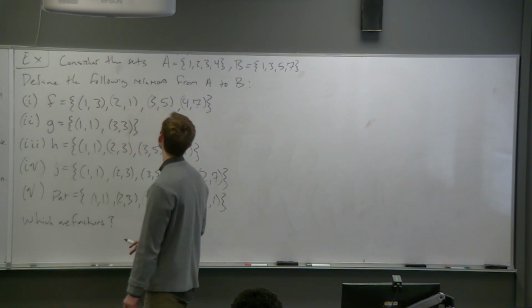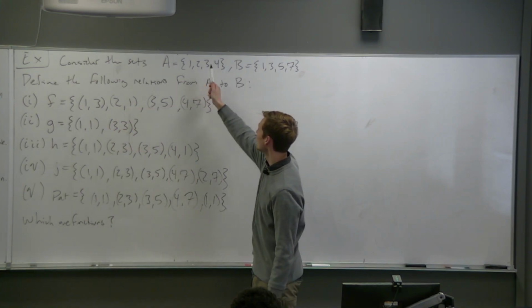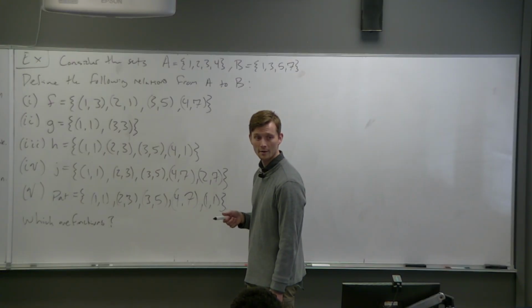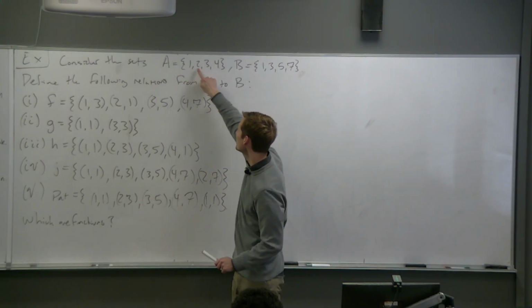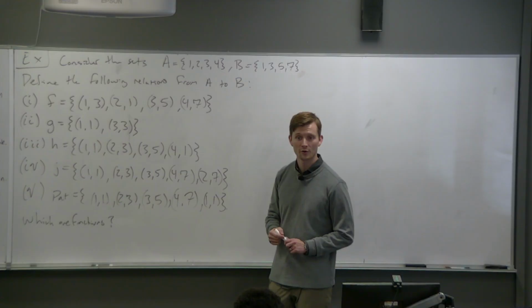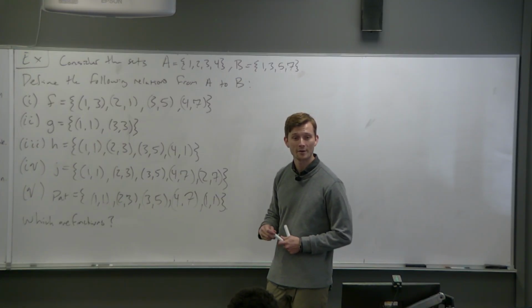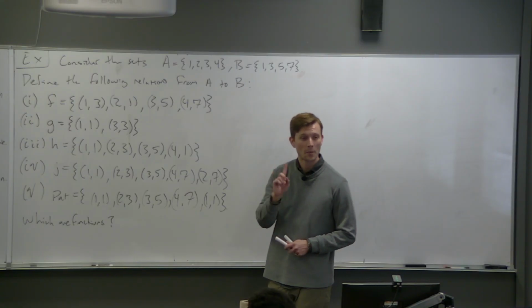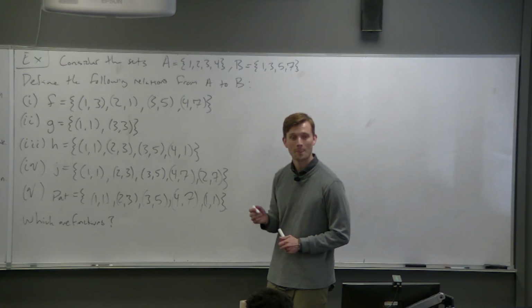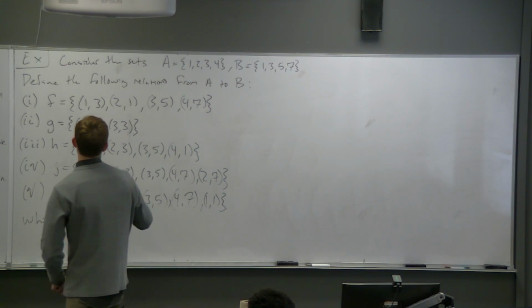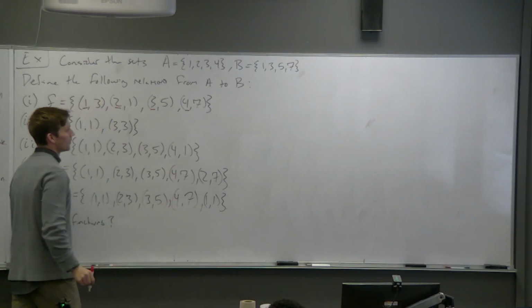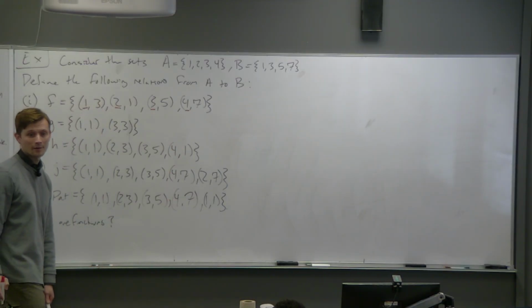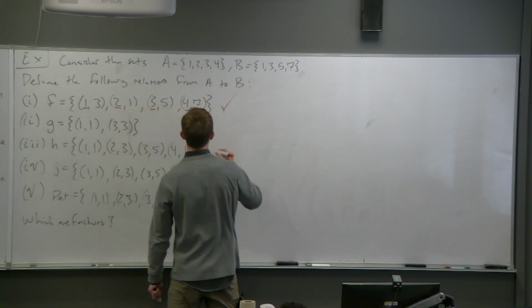So which are functions? Okay, so A has 1, 2, 3, and 4. Here's all you have to do to check. You go through each one of them and you make sure that 1, 2, 3, and 4 all appear as a first element in an ordered pair. Each of them appears once as a first element in an ordered pair, but only once. So let's go through and check. I've got 1, I've got 2, I've got 3, I've got 4, and there are no repeats. This is a function. Check.